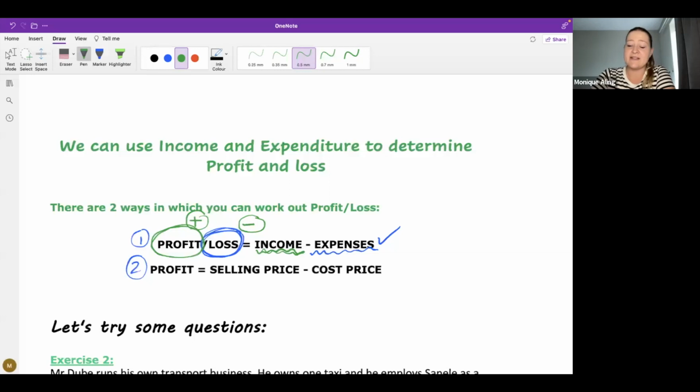Okay, but if we're looking at a scenario where we're talking about cost price and selling price, then we'll look at the second formula that's on the screen. Okay, you'll say selling price minus your cost price. So it all depends on the content in the question on which formula you'll use. Okay, but again, you need to know these formulas off by heart.